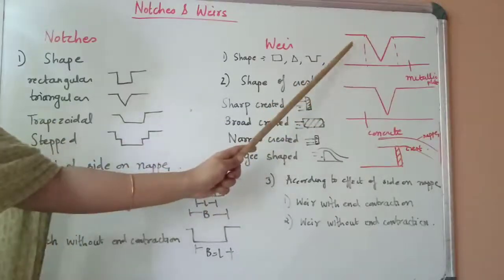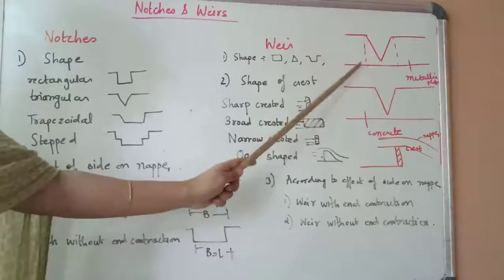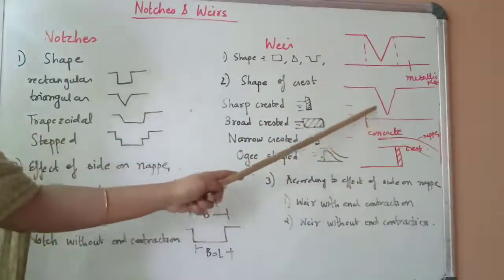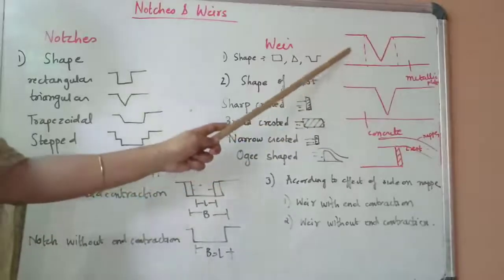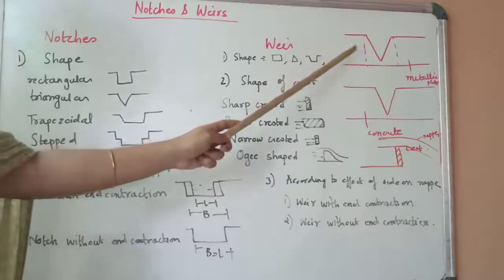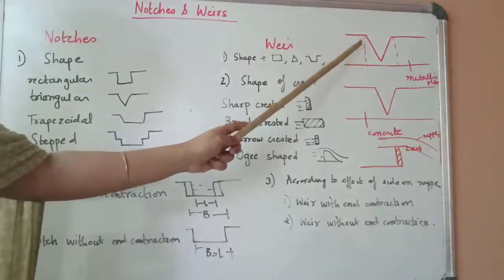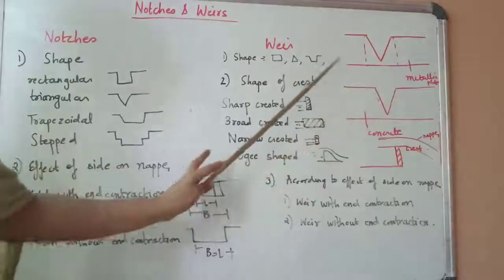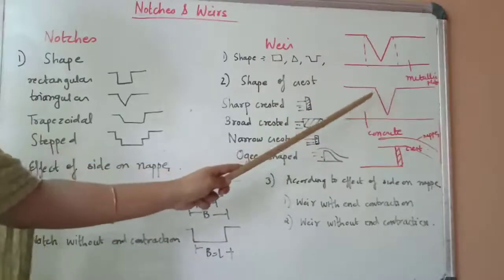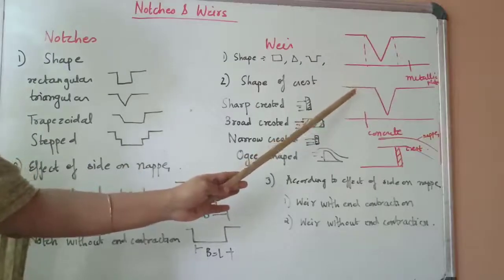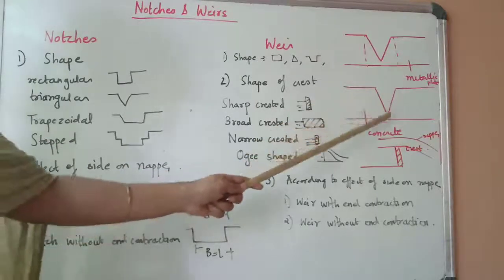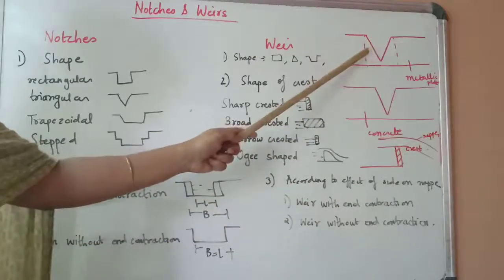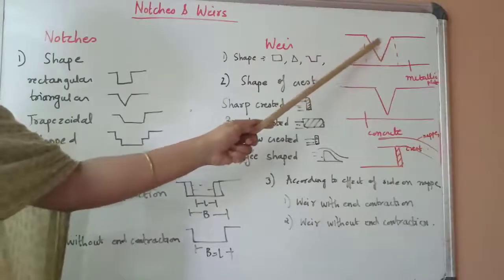The main difference between a notch and a weir is that a notch is made up of a metallic plate, whereas a weir is made up of a concrete structure. A notch is provided in a small channel or in a tank, but a weir is provided in an open channel. You have observed many weirs around you. The water will be flowing over this weir, and in the case of a notch, the water will be flowing through this portion.